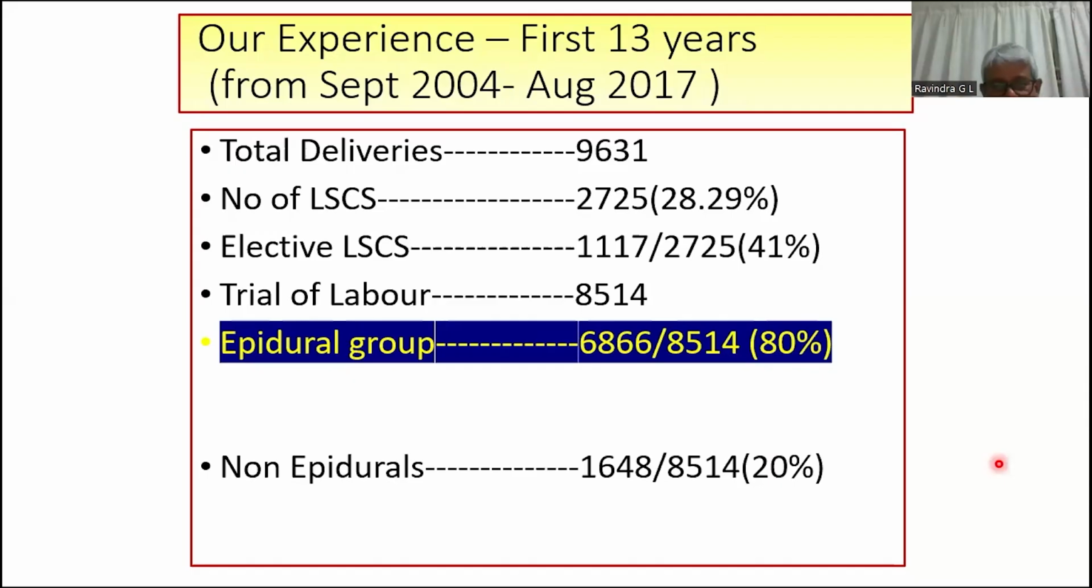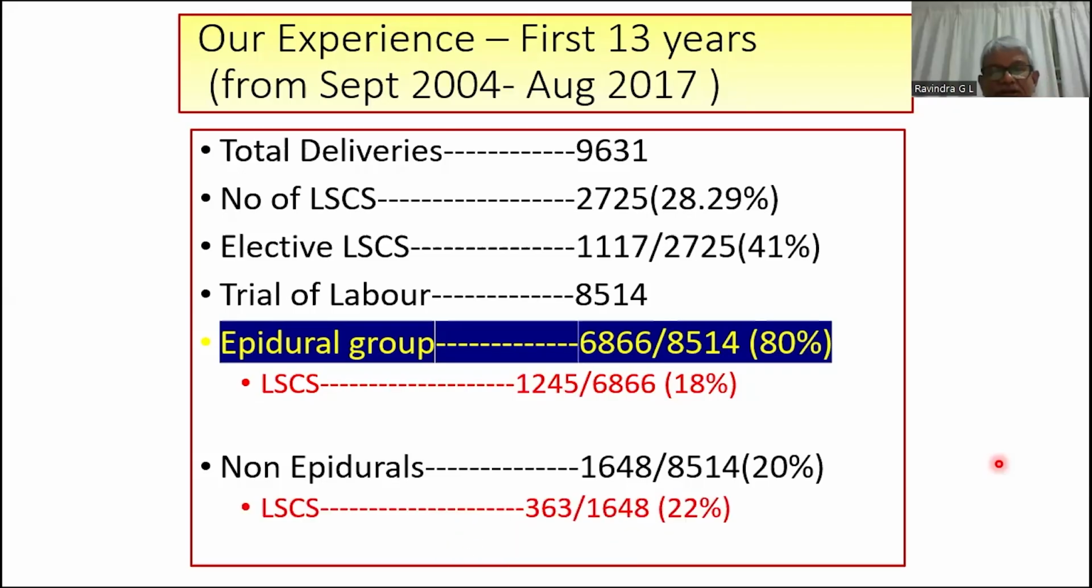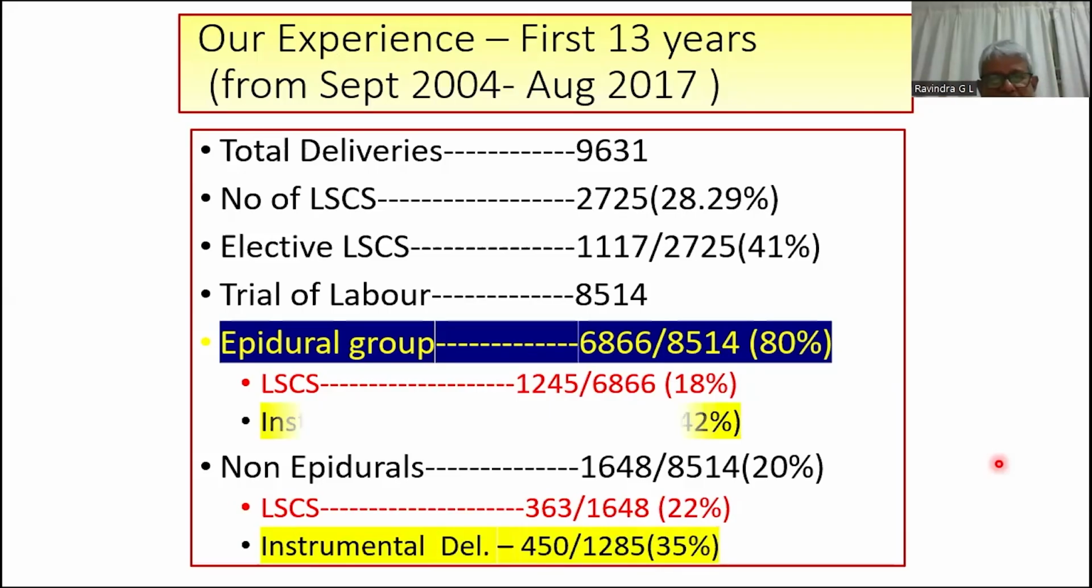Non-epidurals were 1648 only. You see the cesarean section rates. In the epidural group, the cesarean section rate was only 18%, and in the non-epidural group, it was 22%. I don't say that the epidural reduced the incidence of cesarean section because of these small numbers, but I can definitely say that at least it did not increase. Instrumental delivery rates with non-epidurals stood at around 35%, whereas with the epidurals, it went up to about 42%. There was a marginal increase in the instrumental delivery rates.